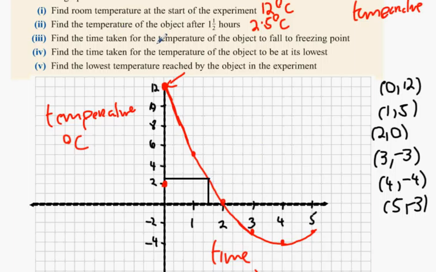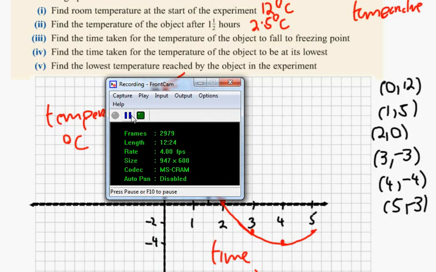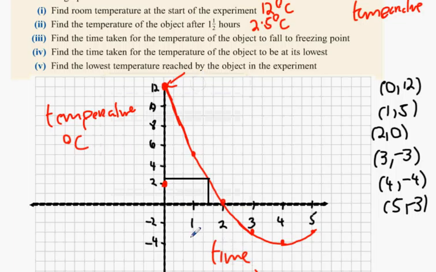Find the time taken for the temperature of the object to fall to freezing point. Okay, that's why I always use 3 blocks. I really stretch the graph, okay? Now, Charlie, what is freezing point in science? 0 degrees. So when does it hit 0 degrees? 2 hours in. So 2 hours for it to hit 0 degrees.